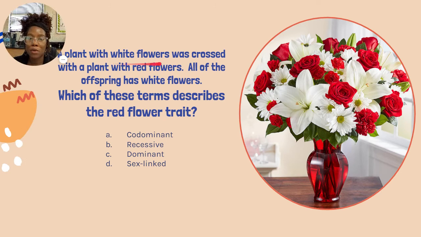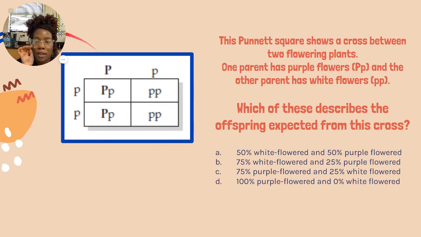So a plant with white flowers was crossed with a plant with red flowers. All the offspring have white flowers. Which of these describes the red flower trait? So the red flower trait must be, I typed that wrong. All the offspring, if they end up with white flowers, then the red flower is recessive. Ignore that. No, I typed that wrong.